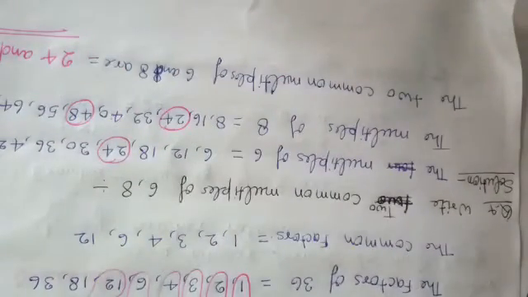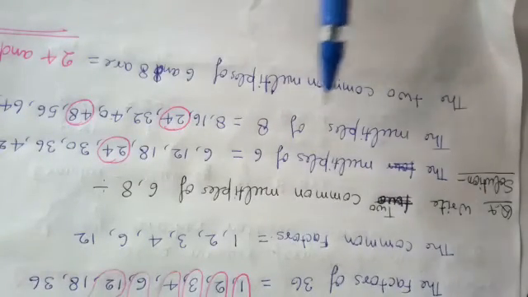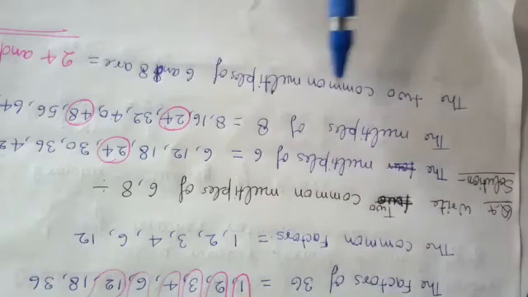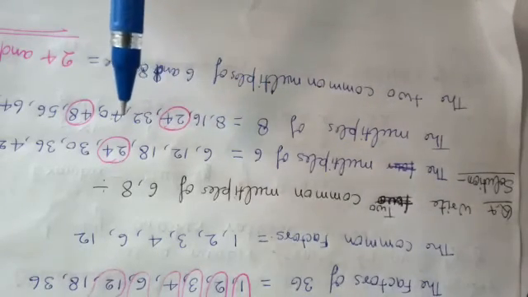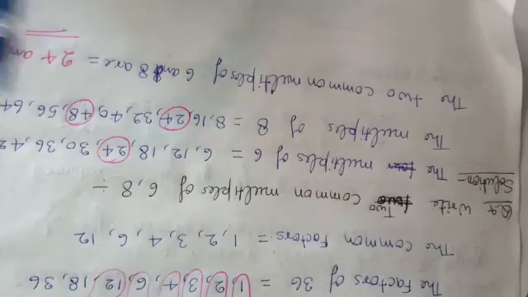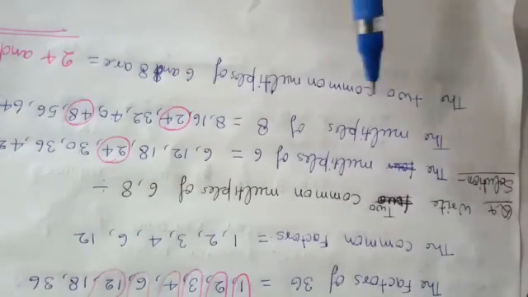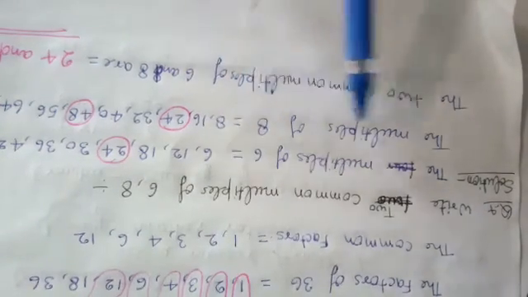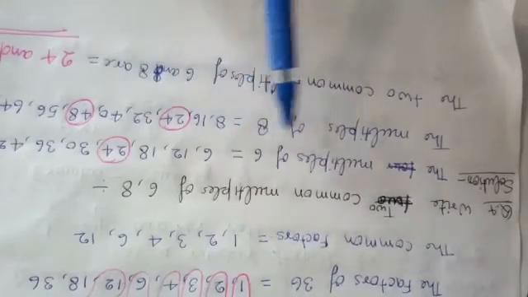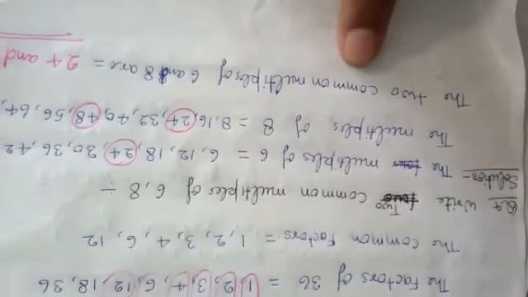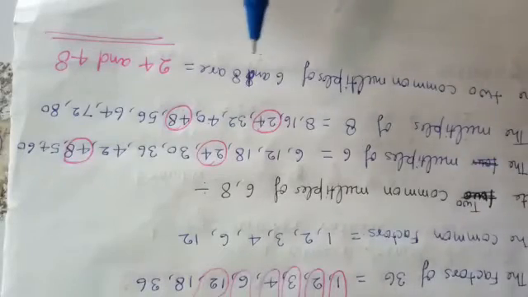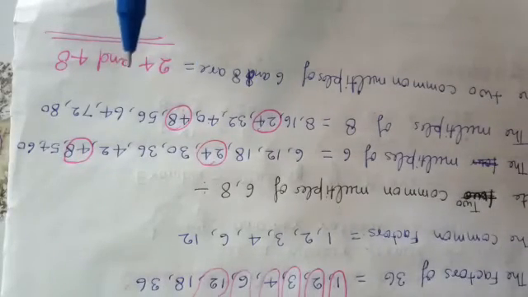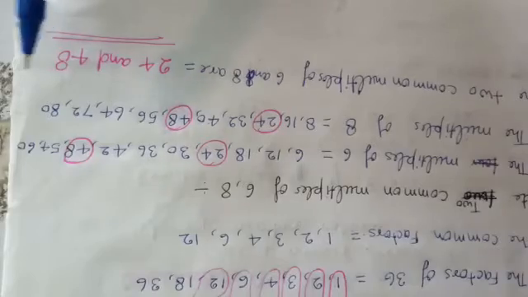The next question: write two common multiples of 6 and 8. The solution is the multiples of 6 and the multiples of 8. As I told you in the previous question how to find multiples, we should also apply these methods on this question. So the multiples of 6 are 6, 12, 18, 24, 30, 36, 42, 48, 54, and 60 and so on.